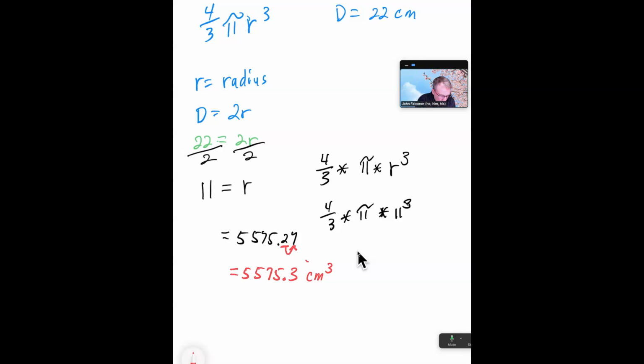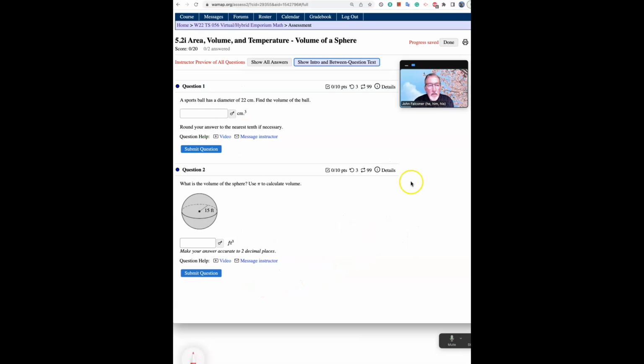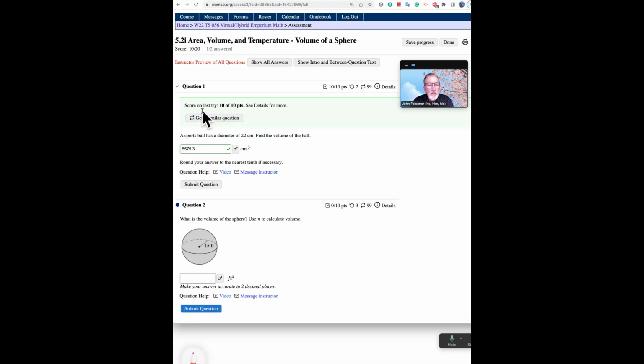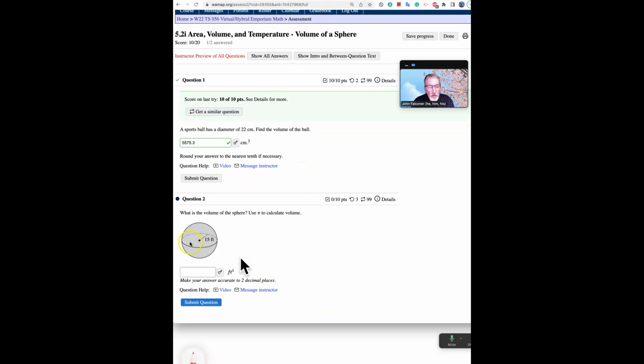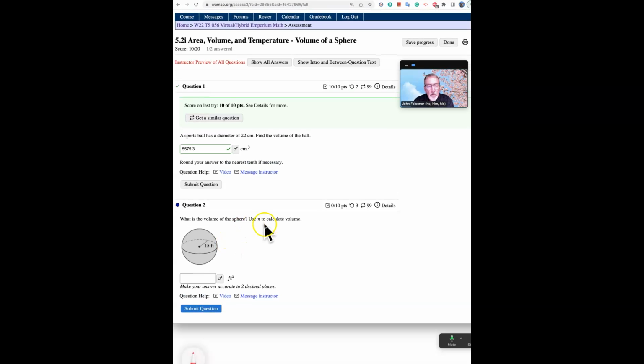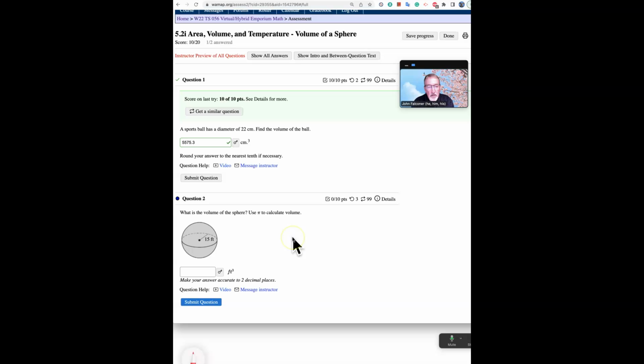Okay, so they already have the units. This part is already in WAMAP, so this should be all we need. 5575.3. Let's try it. Fingers crossed. Okay, awesome. So that was the correct answer. So give this one a try. Use pi to calculate volume. Maybe we should go through this together.